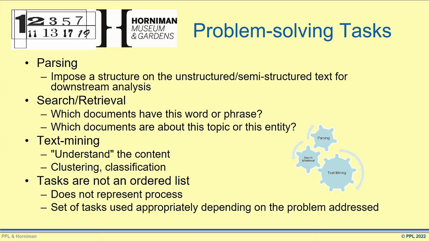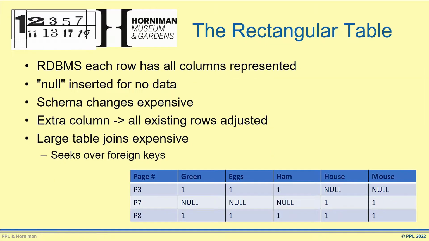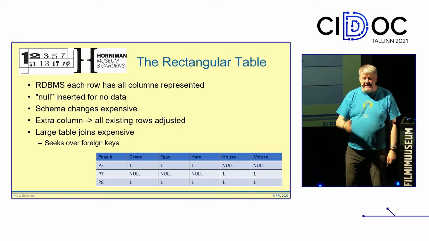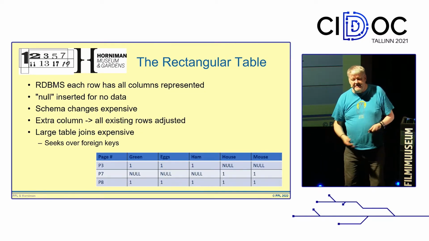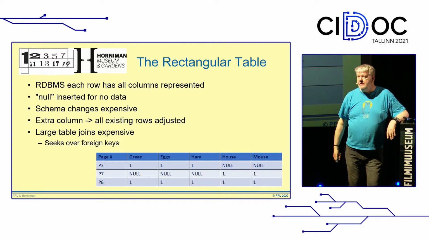So how are we likely to store this? We can use techniques like this bag of words, where I take apart the text. So this is page 8 from Green Eggs and Ham. It has some words in it. I just put a countdown of the different words that I have, and I can translate that into a relational rectangular table like this. I've got the words along the top, the different references, so the different pages down the side, and where I don't have an instance of that word in a particular page, I'll have a null.